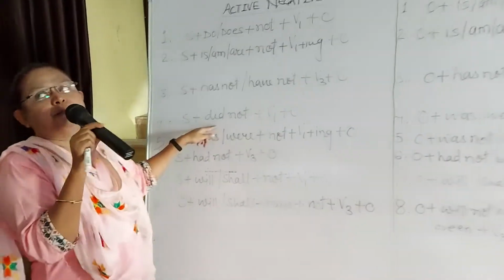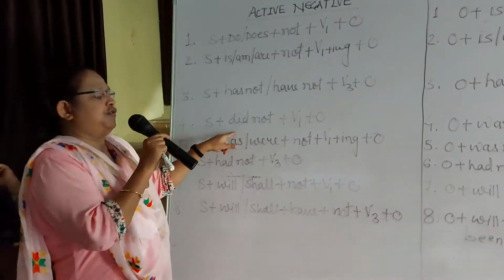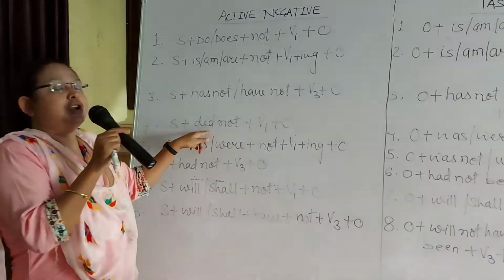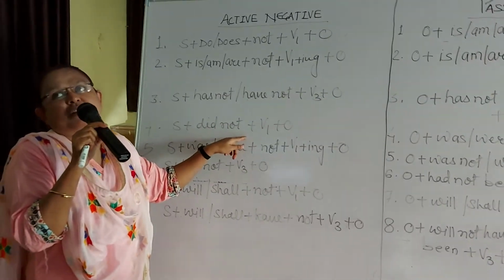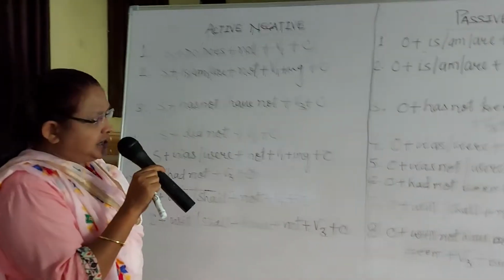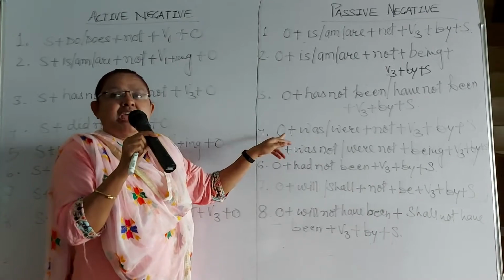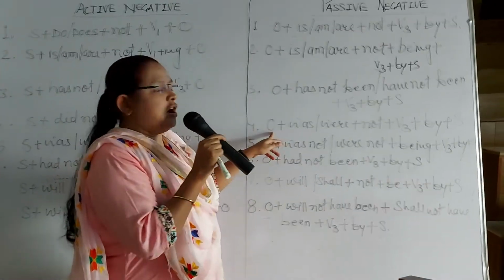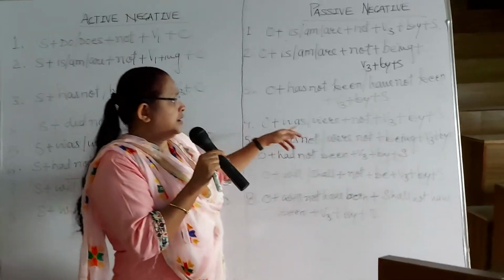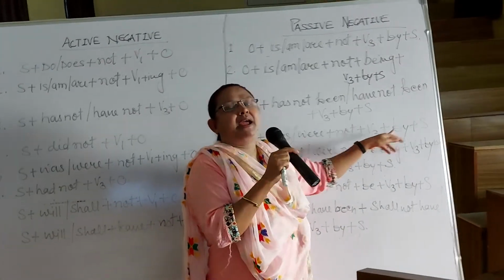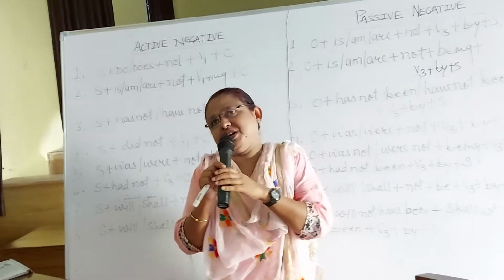Now comes the simple past. This is the structure for the simple past negative: subject, did not, plus V1, plus object. When you use the negative form of the passive, you put first the object, then the helping verb according to the object, was/were, not, then third form of verb, then by, and at last you put the subject.